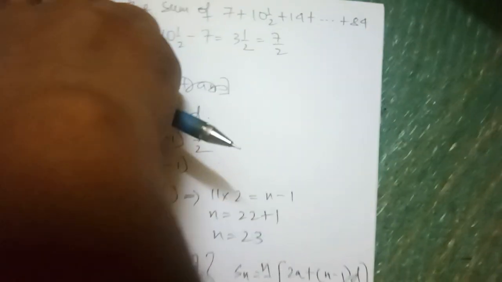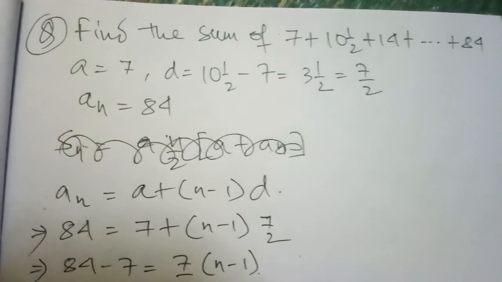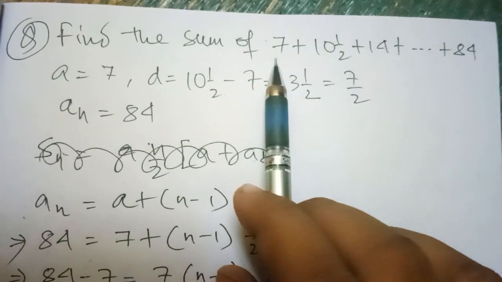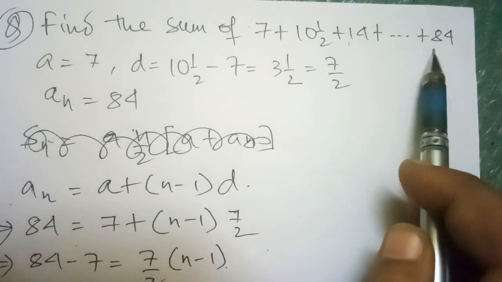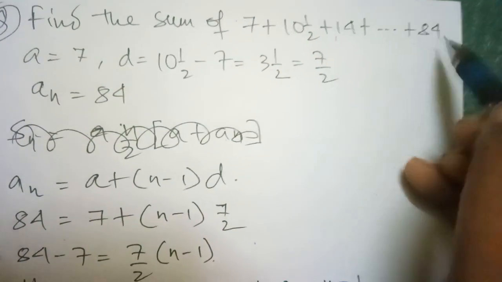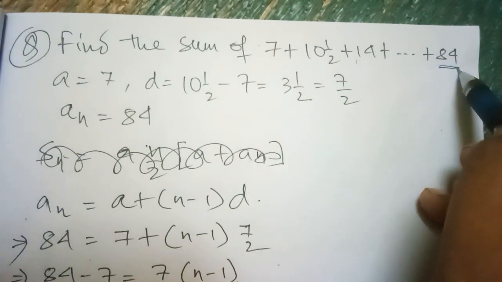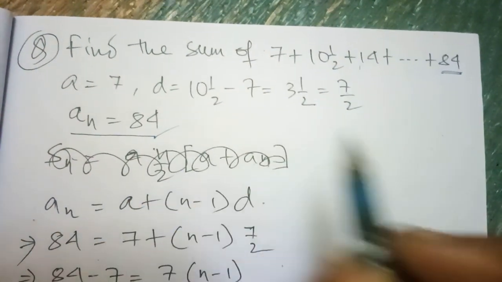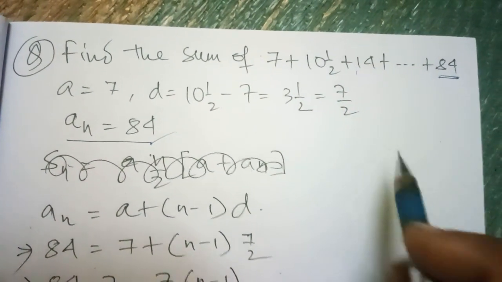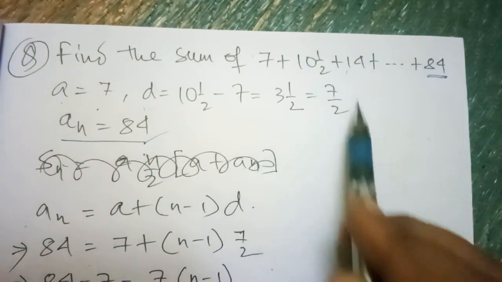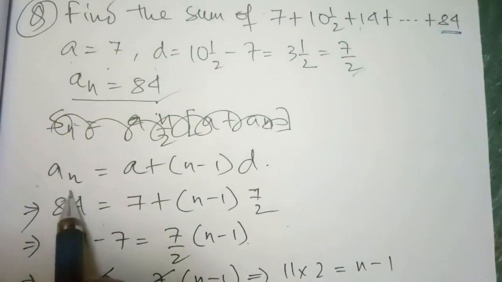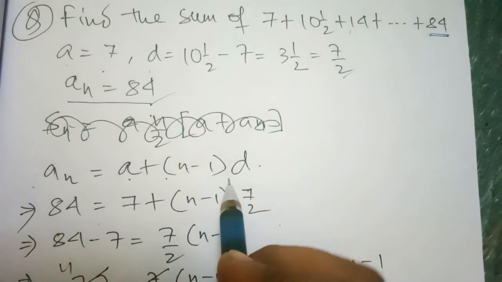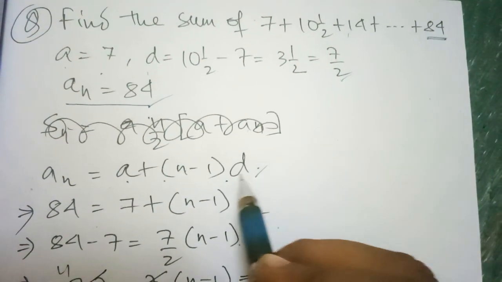So I've written one question here. Find the sum of 7 plus 10 and a half plus 14, and like this, up to 84. The last term is given over here. So an is given as 84, a is given as 7, and d, after subtracting, is 7 by 2. Now an equals a plus (n minus 1) into d.